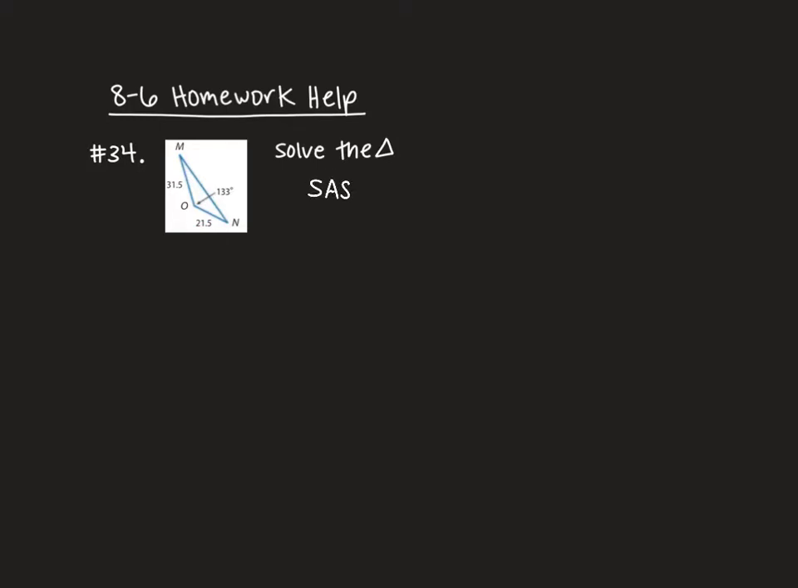So that means that we are going to use which law? The law of cosines. So we need to use the law of cosines to find the third side, and we also need to use it to find another angle, and then we can use the triangle angle sum theorem to find the remaining angle. So let's find a side first.